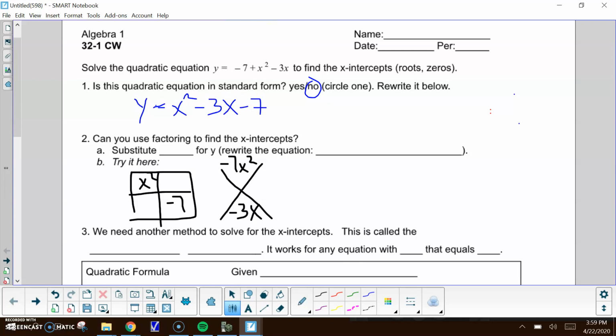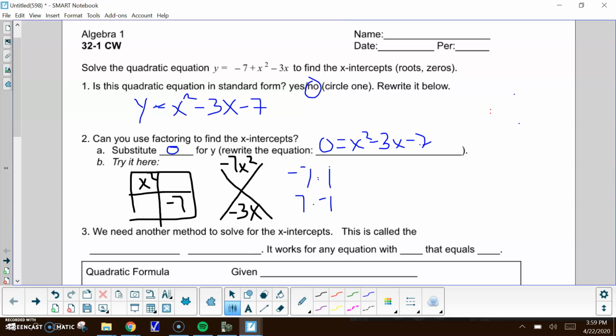So we're going to try to find the x-intercepts by factoring. First, I need to substitute 0 for y. So your equation should look like 0 is equal to x squared minus 3x minus 7. So I already have my box and my diamond. The only combination that would make -7 is -7 and 1, or 7 times -1. So we can't factor it. So we are going to do what's called the quadratic formula.